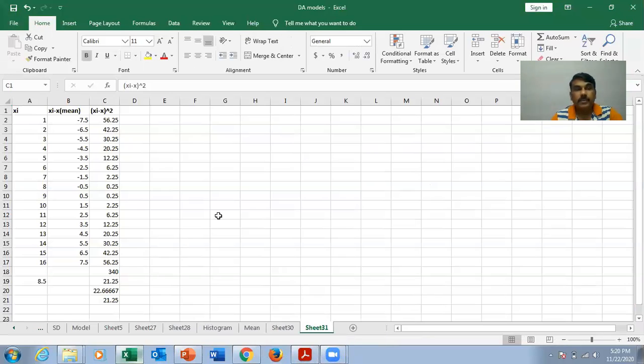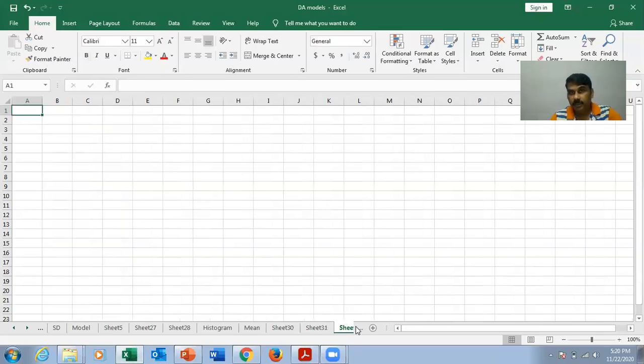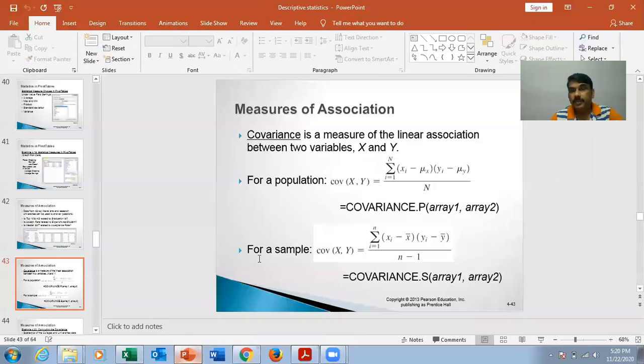First, I just want to give you a general method to calculate this particular value, right? So first, what we have to do? First, we have to calculate this particular value, that is the summation of xi minus mu x, our mean value, and yi minus the mean of the y series.